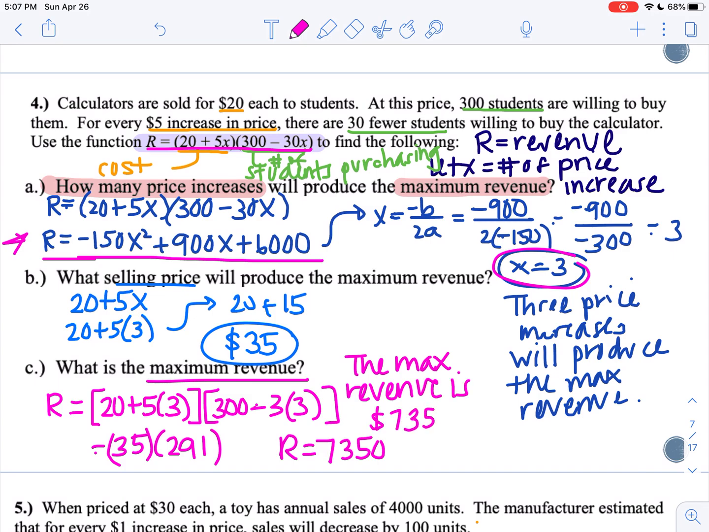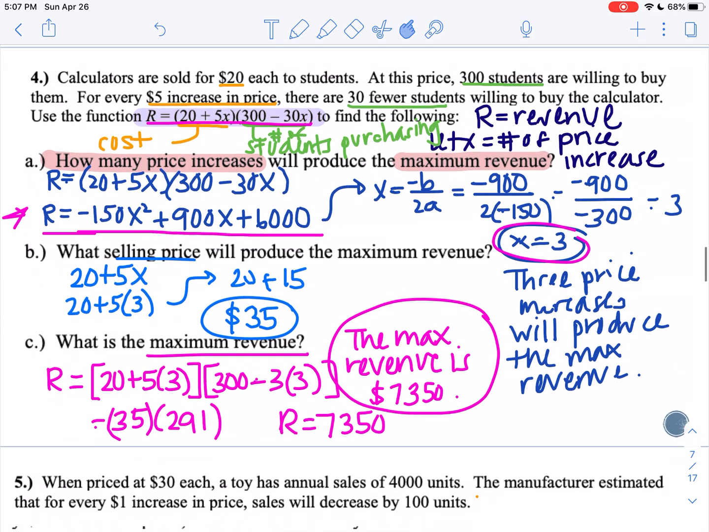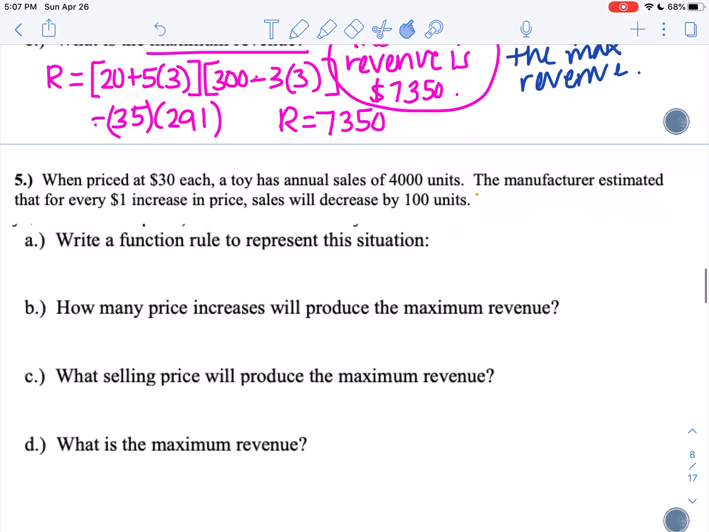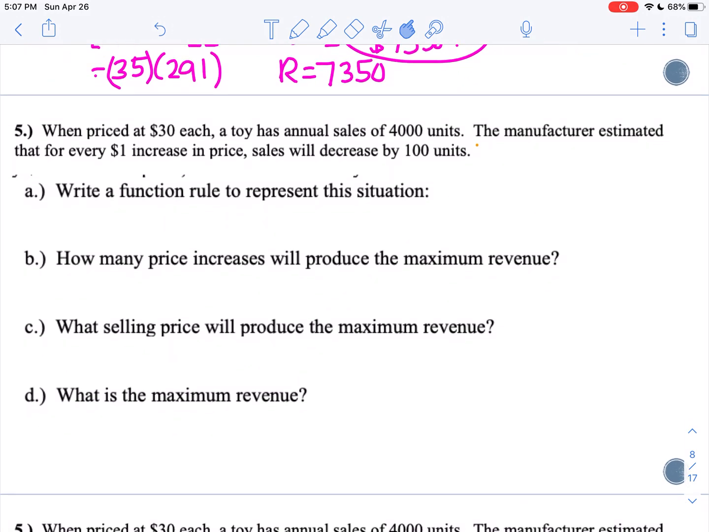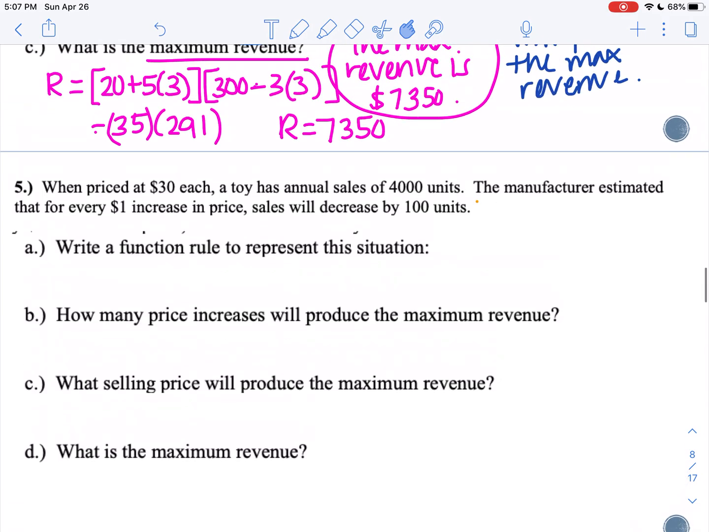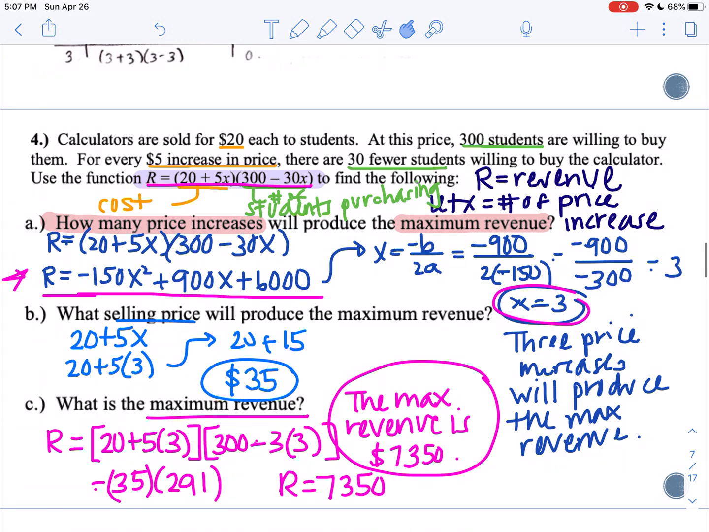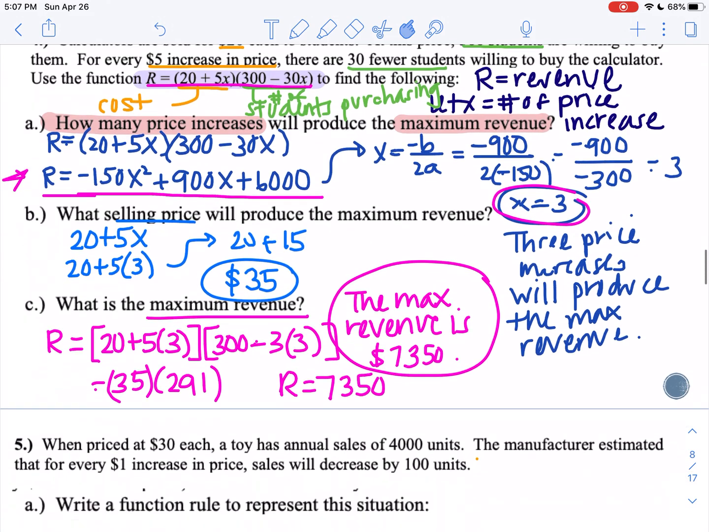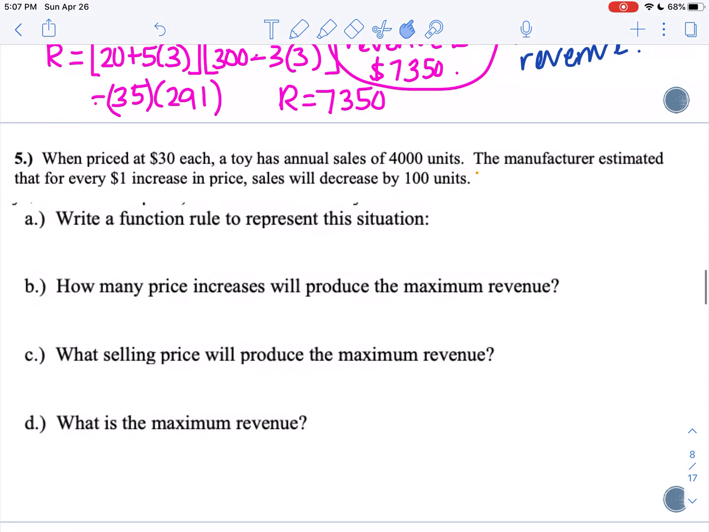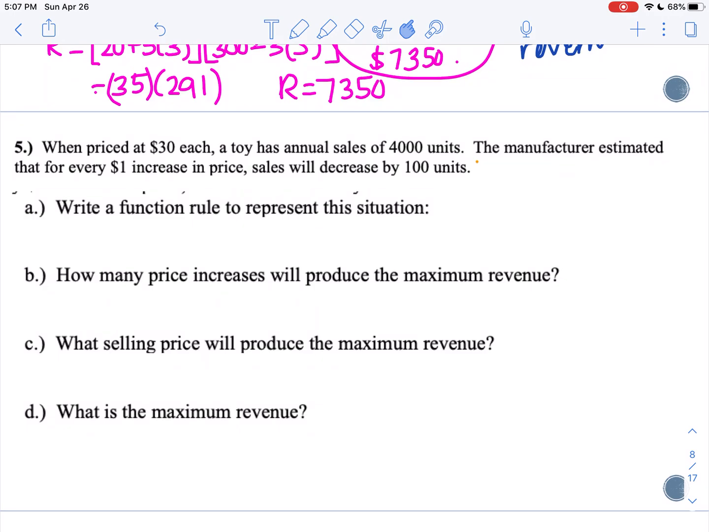All right. So now that we've gone through how to solve number 4, let's look at number 5. In number 5, they say when priced at $30 each, a toy has annual sales of 4,000 units. The manufacturer estimated that for every $1 increase in price, sales will decrease by 100 units. All right, so I can take a look, kind of like what we did in number 4. Number 4 had two binomials, and we broke it up by cost and number of students purchasing. So the first part asks us to actually write a function.